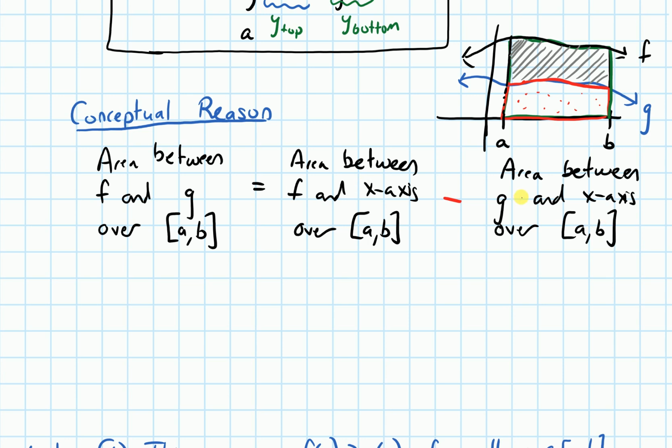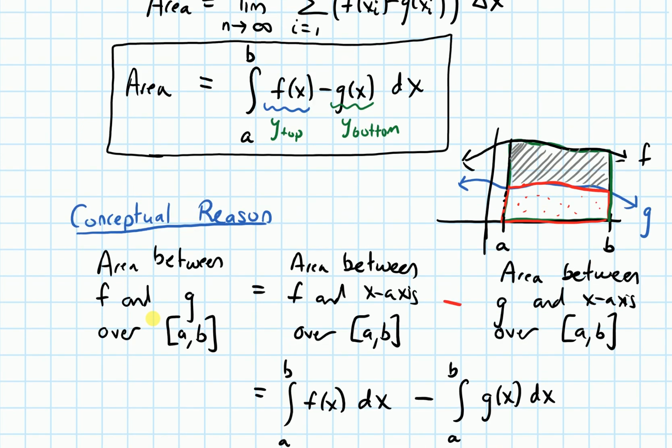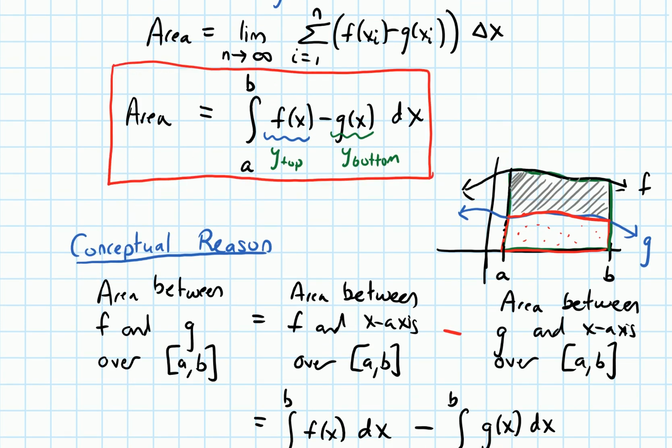But both of these areas we can express with an integral. This is the integral from a to b, because that's the interval, of the function f of x dx. And then we'll have minus the integral from a to b of g of x dx. And we could combine these two integrals into one. This would be the integral from a to b of f of x minus g of x dx. And that's the formula that we had derived above, this formula over here. Okay, I'm actually changing that color to red there for that box just so it stands out a bit more.